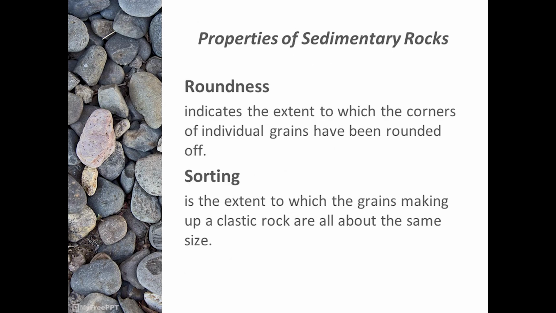The last part of the properties of sedimentary rocks will be the roundness and sorting. When we say roundness, it indicates the extent to which the corners of individual grains have been rounded off, while sorting is the extent to which the grains making up a clastic rock are all about the same size.